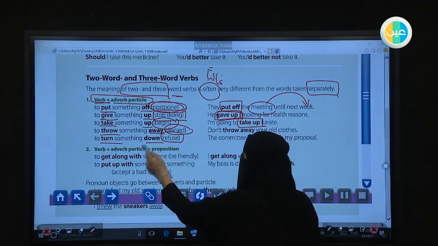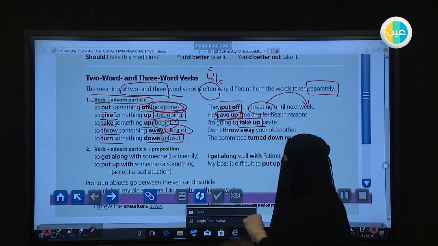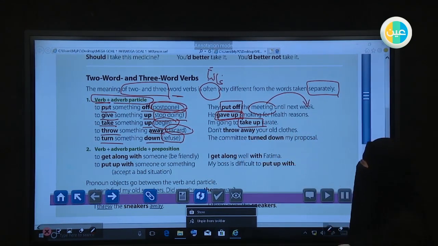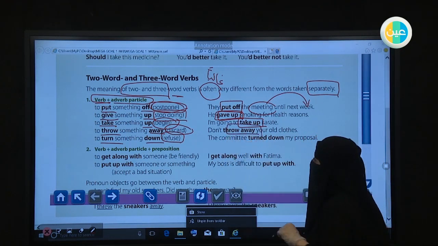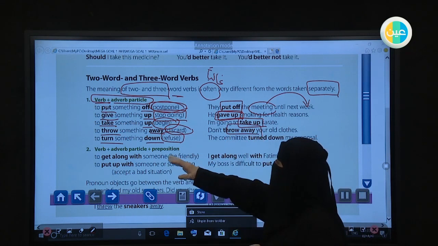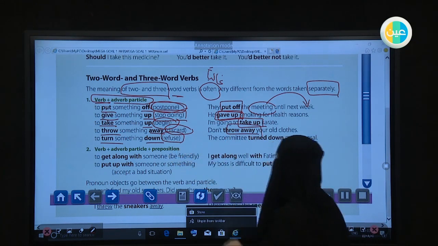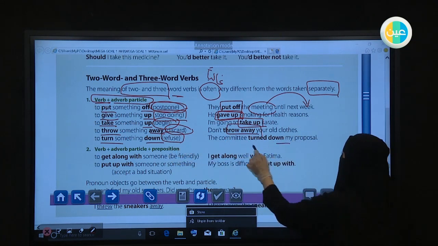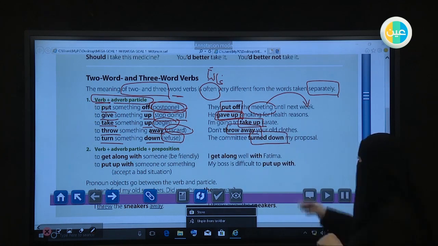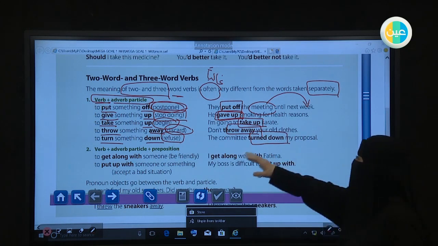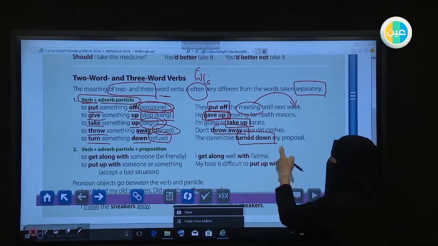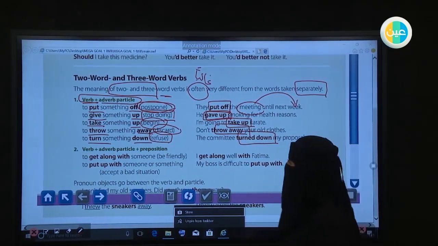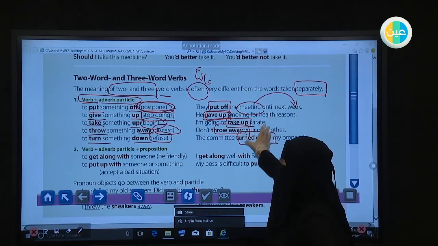Number 4, to throw something away. It means discard. Don't throw away your old clothes. It means don't discard your old clothes. And number 5, to turn something down, it means refuse. The committee turned down my proposal. Turn it down, that means refuse. Okay? That is the verb with adverb particle.